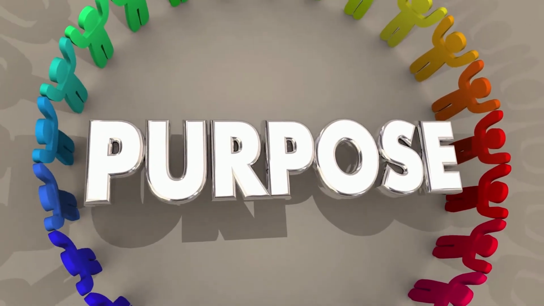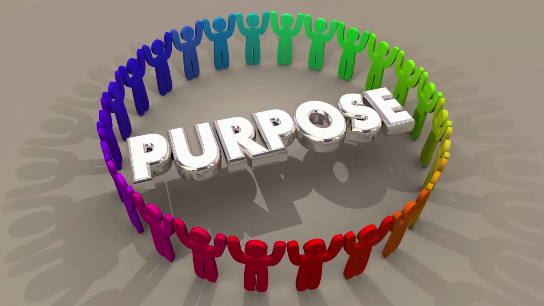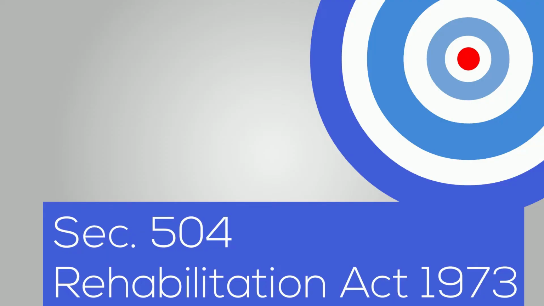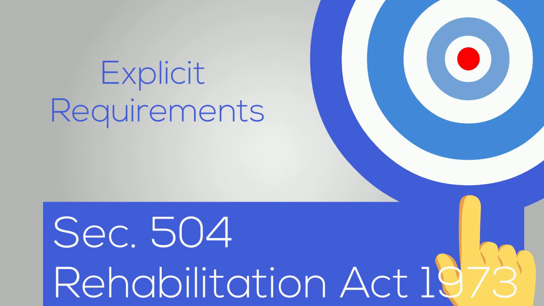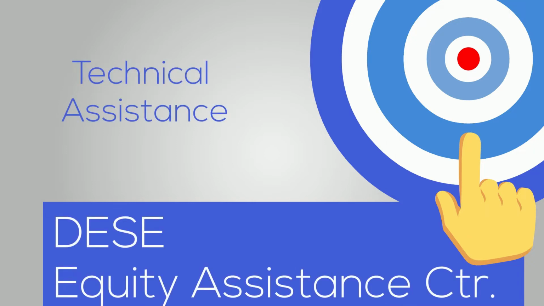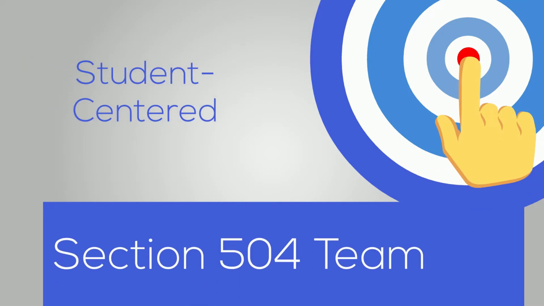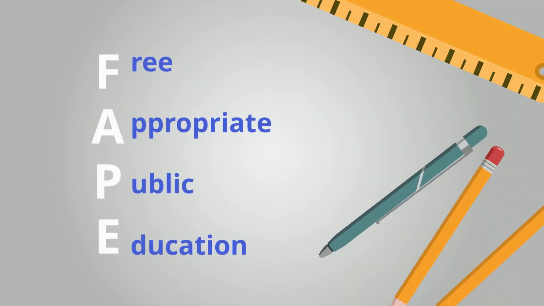The purpose of this video is to describe the necessary Section 504 processes that lead to equitable experiences for students. Some Section 504 procedures are explicitly defined by the federal statute, and others recommended by the U.S. Department of Education Office for Civil Rights, and suggested here at the Equity Assistance Center. Some elements of the Section 504 process are developed locally by the district or charter school.